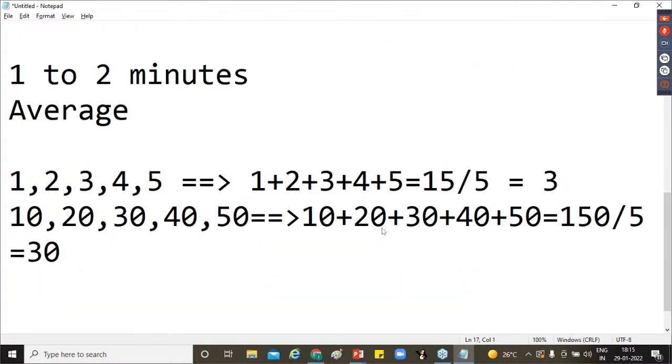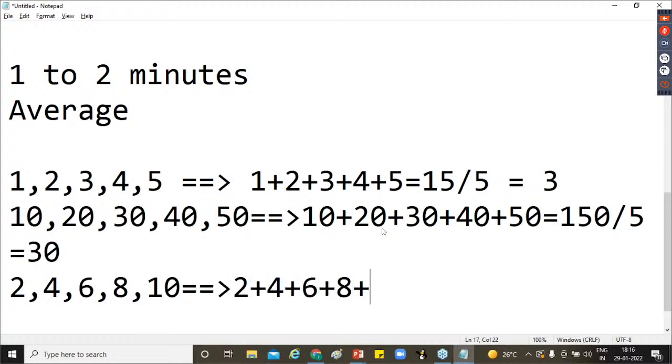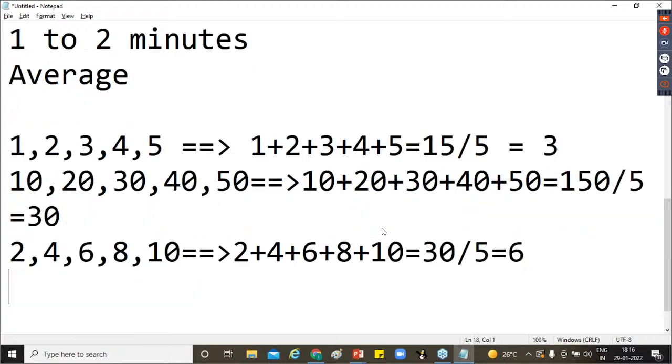If you take the even numbers, what is the average? 2 plus 4 plus 6 plus 8 plus 10. The total is 30. 30 is the sum of how many numbers? 5 numbers. The average is 6.